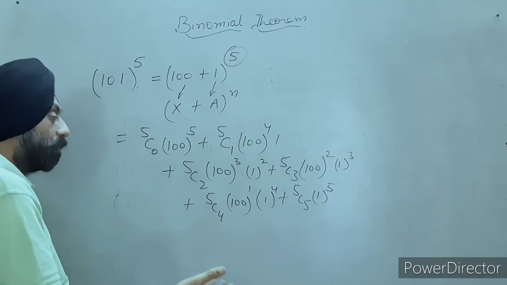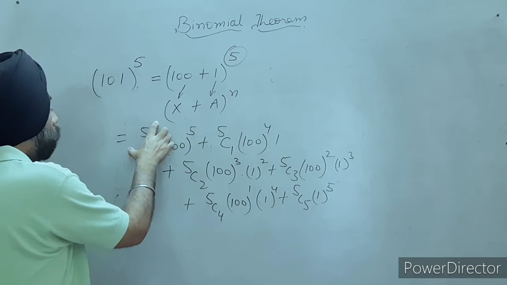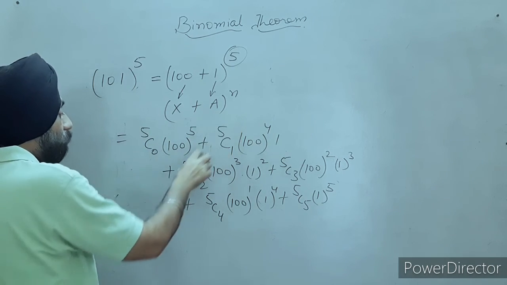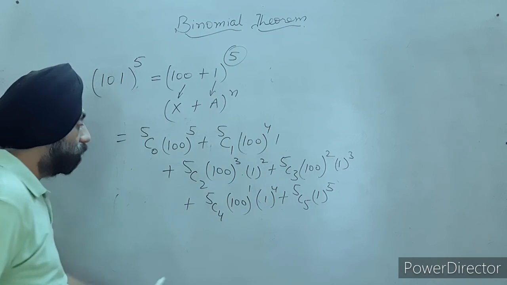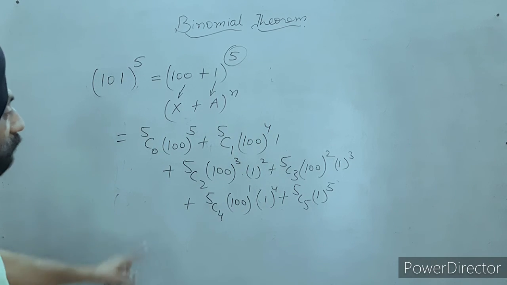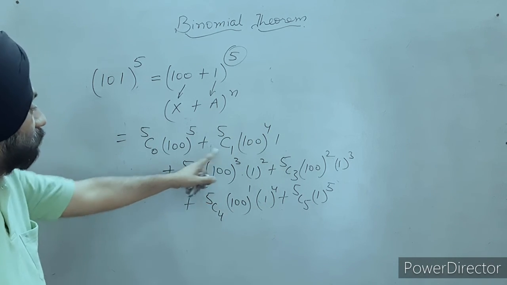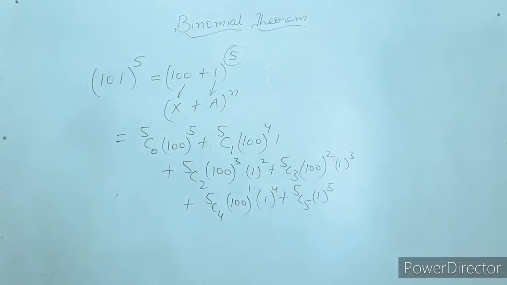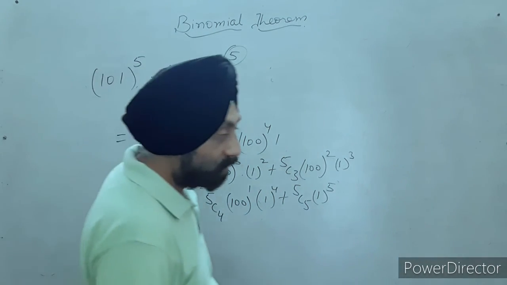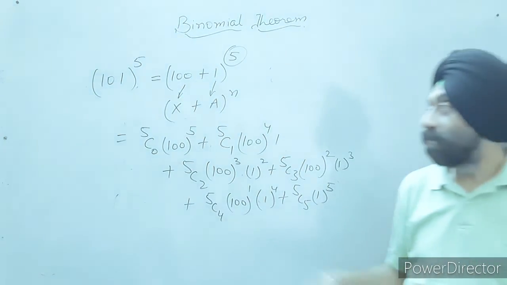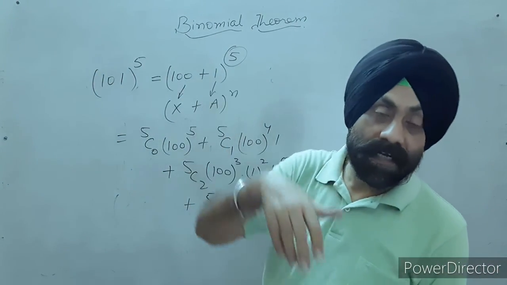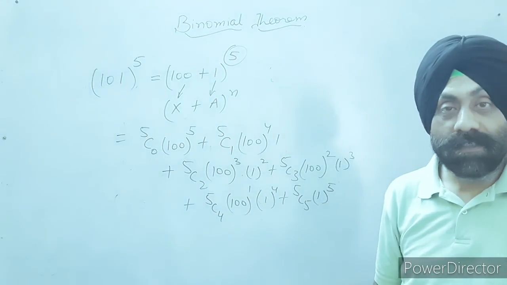We can calculate the values by using Pascal's triangle. These coefficients can be calculated, and 100 raised to power 5, 100 raised to power 4 and so on can be calculated like this and expanded like this. Is it okay? Hope you have understood the basic concept of binomial theorem and how to expand x plus a raised to power n and x minus a raised to power n.